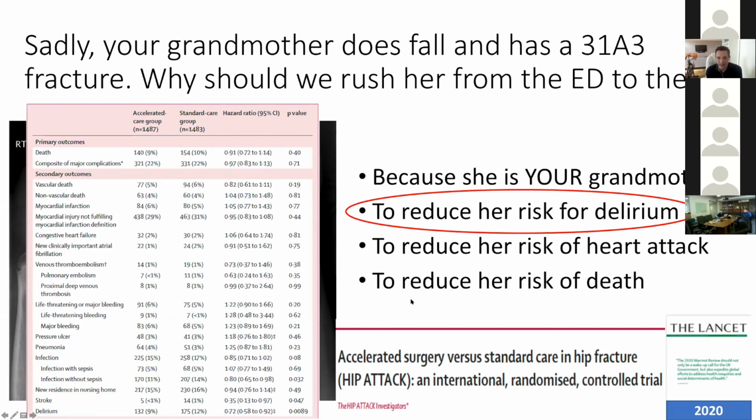A study called HIP ATTACK was just finished and published in The Lancet in 2020. It's one of the largest randomized controlled trials ever done in orthopedic history, and you should definitely know about this study. 1,500 patients were accelerated, meaning taken to the operating room in less than 6 hours from coming to the ED, and 1,500 got just the standard of care. They tried to show a difference in death or major complications. They couldn't demonstrate that.